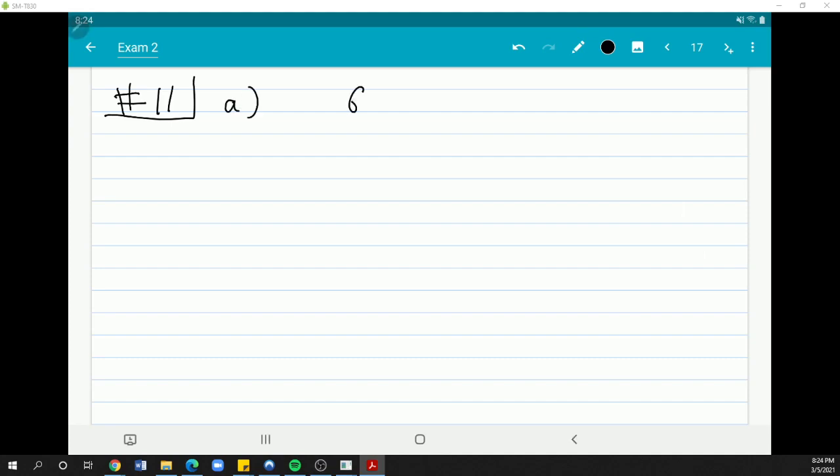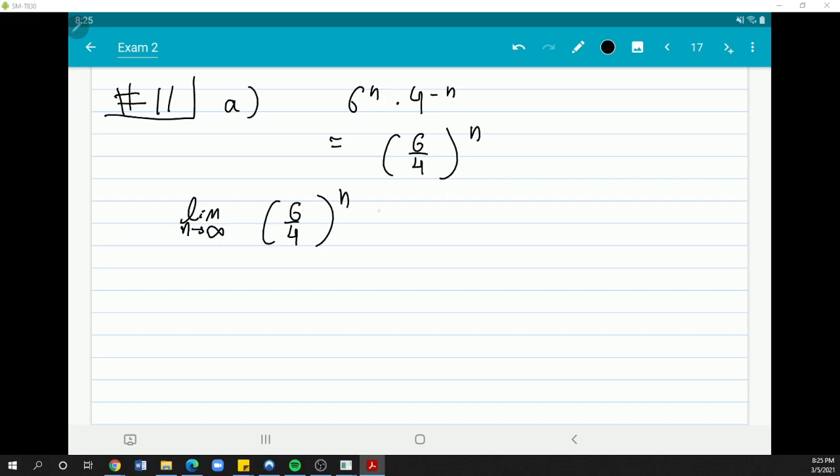So a_n, 6 to the n times 4 to the minus n, that's equal to 6 over 4 to the n. And so the limit as n goes to infinity of 6 over 4 to the n. That's the same thing as the limit as x goes to infinity of a function, 6 over 4 to the x.